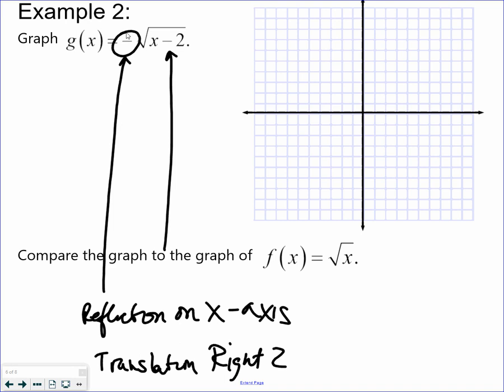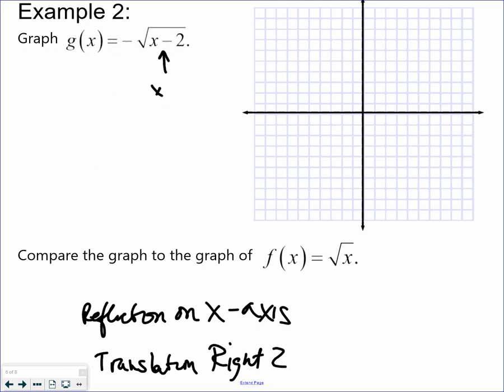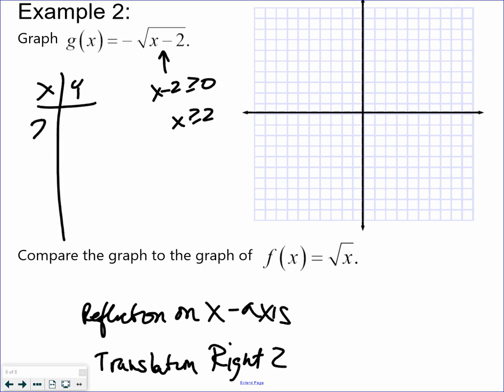Now, I'm going to go ahead and graph this and see what happens. First I have to find the domain. So x minus 2 is greater than or equal to 0. X is greater than or equal to 2, which means 2 is where I start.